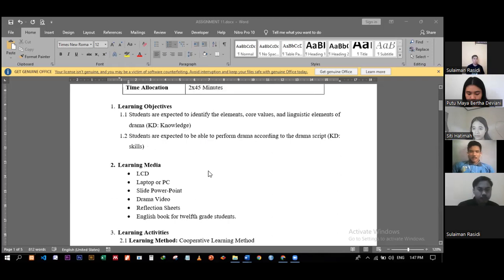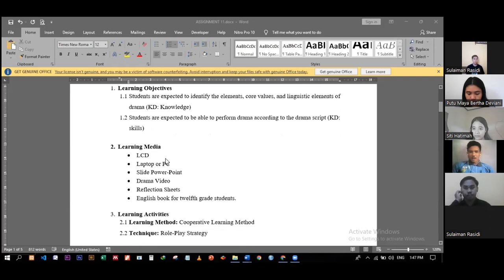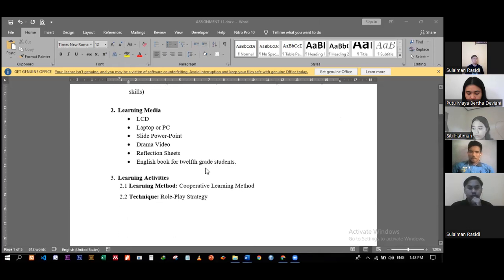And then next is the learning objective. After our lesson is done, we expect the students to first identify the elements, core values, and linguistic elements of drama. That is for the basic competence of knowledge. And for the basic competence of skills, we expect the students to be able to perform drama according to the drama script.